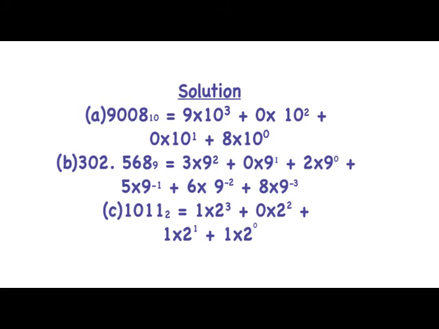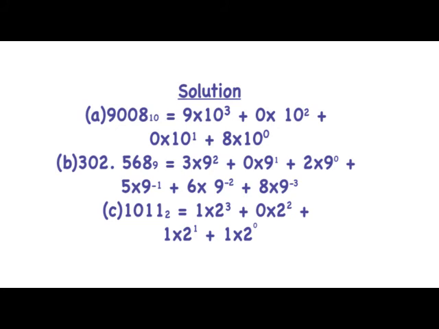So in writing, you write first 3 times 9 raised to the power 2, which is the 100 unit, and 0 times 9 raised to the power 1, which is the 10th unit, and 2 times 9 raised to the power 0, which is the unit, and plus 5 times 9 raised to the power minus 1, which is the digit immediately after the unit value, plus 6 times 9 raised to the power minus 2, which is the 100th unit. That's why you have 6 times 9 raised to the power minus 2, plus 8 times 9 raised to the power minus 3, which is the 1,000th unit.